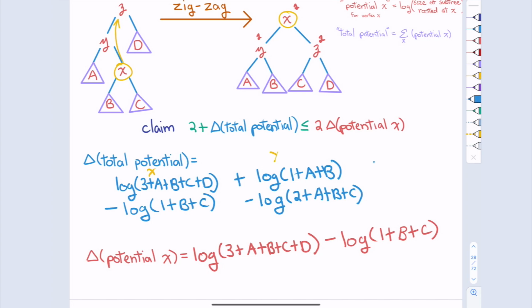And then for Z, you'd have log of 1 plus C plus D afterwards. And it used to be log of everything, 3 plus A plus B plus C plus D. I kind of ran out of space to write, but maybe you recognize that these two terms are the same because that just represents log of all the nodes at play in this picture. So those two will cancel out.